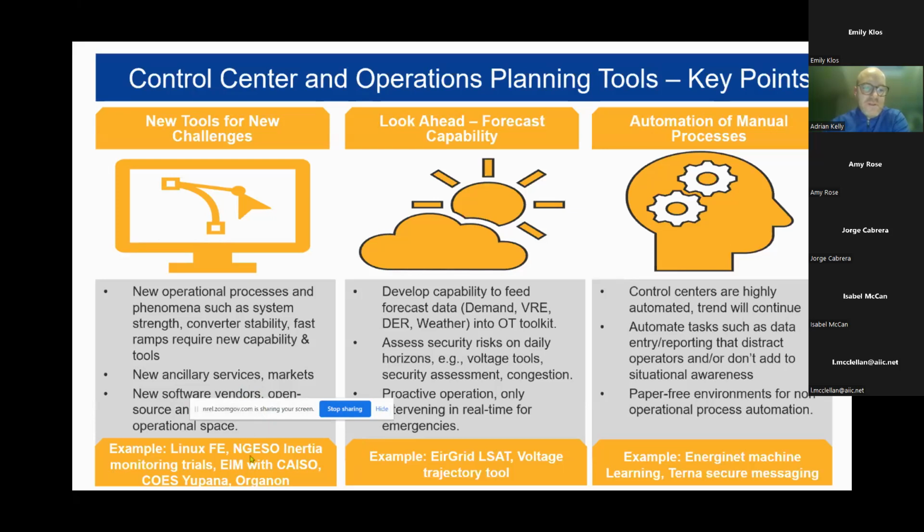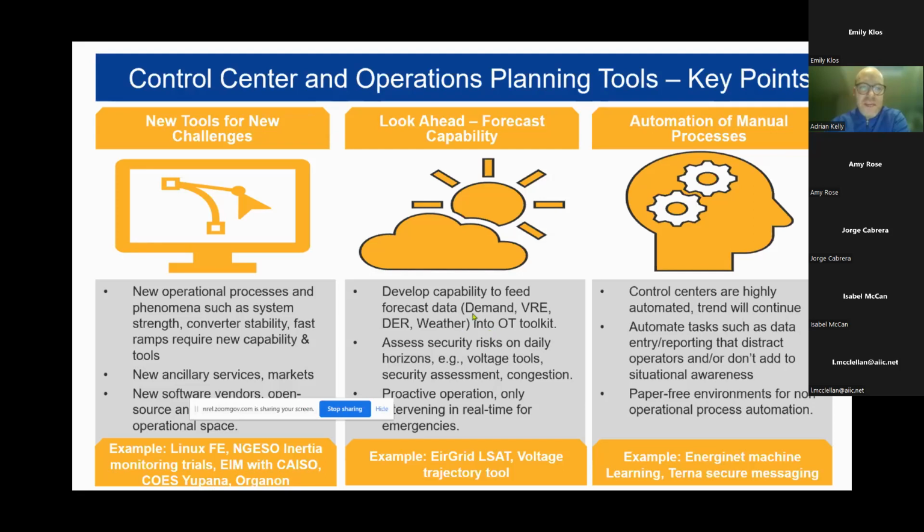So thinking here of Linux Foundation Energy, the open source project, which we've heard about with G-PST before. NGSO did inertia monitoring trials. And then COES, Jorge will talk next about Yapana and Organon, which are in-house developed tools for their specific issues. Also the energy imbalance market that CAISO managed, which speaks to the complexity of new challenges and the need for new tools.